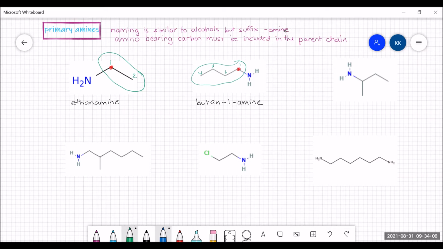Let's have a look at this next example, and the amino-bearing carbon here is not on the end of the chain, but we can still name it. Here we want to number the chain so that the amino group gets the lowest number, so 1, 2, 3, 4. And this time the amino group is on carbon number 2, so this is butan-2-amine.